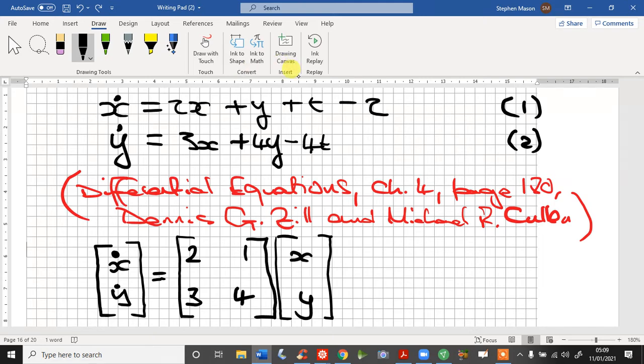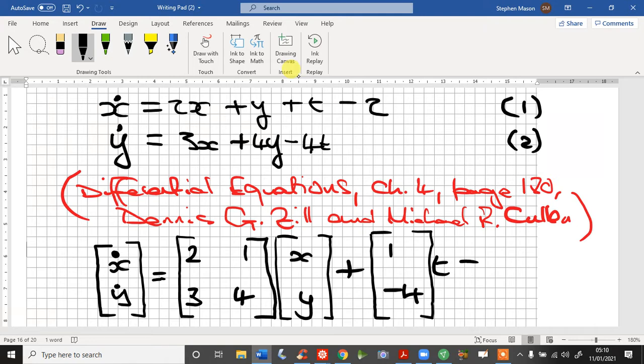So what we have here is a plus t in the first coupled equation. So we'll put a plus there, and we'll write down the coefficient of t is 1. So we'll write a 1 there, and in this second coupled equation, the coefficient of t is -4. So we'll write a -4 there, and all we need to do is write the t outside the vector.